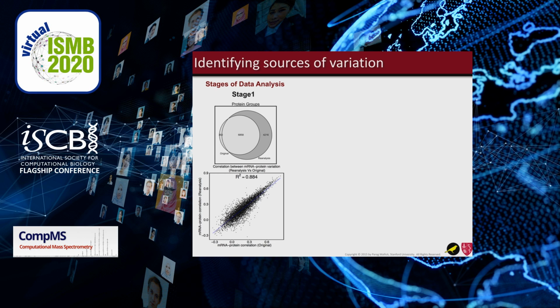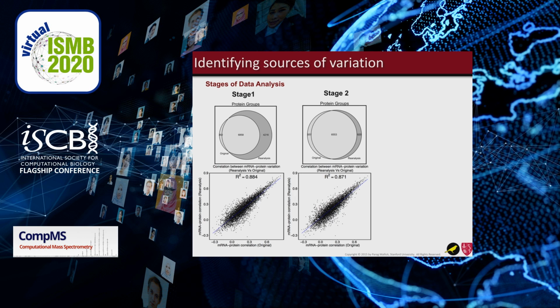So as you can see, our very first attempt at reanalyzing the data produced dramatically different results from the original analysis. We identified 11,500 protein groups as opposed to 7,000 protein groups in the original analysis. And at the mRNA and protein abundance correlation level, when we compare between the 2 data sets, the correlation was about 0.884. For stage 2, the number of protein groups increased quite a bit, but we still had a difference of 1,500 proteins. At the mRNA protein abundance correlation level, actually the correlation between the datasets fell down a little bit.